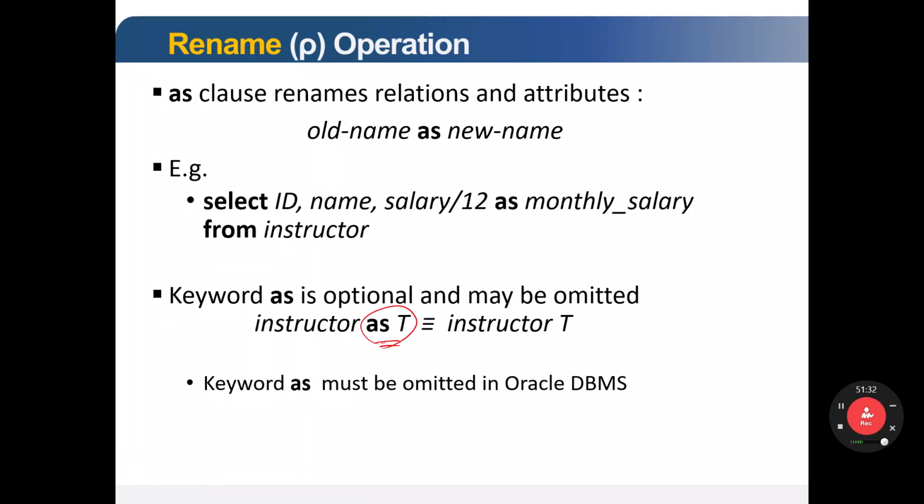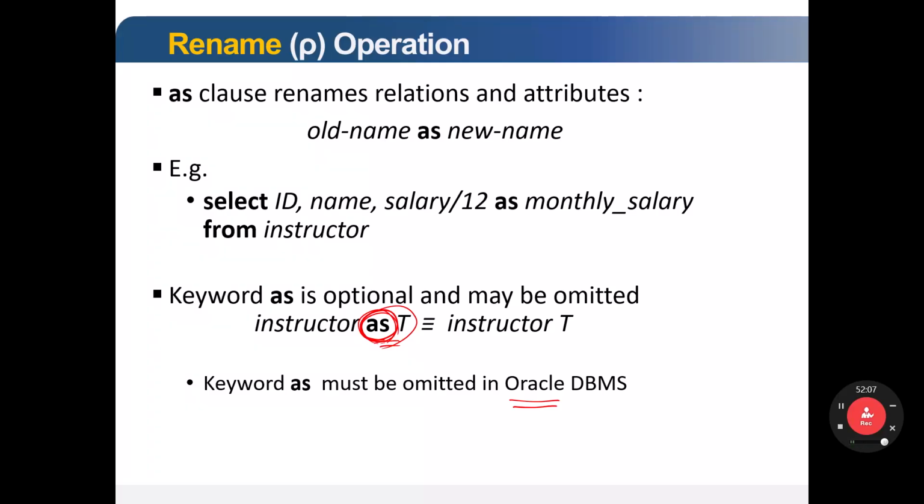Like, do you remember the grandparent relationship example that you saw in the last lecture? In that case, you need to change the name of the table to specify whether you are accessing this table for your grandparent relationship or child relationship. So, in that case, by renaming the table, you can avoid confusion. And in some DBMS like Oracle, as must be omitted.